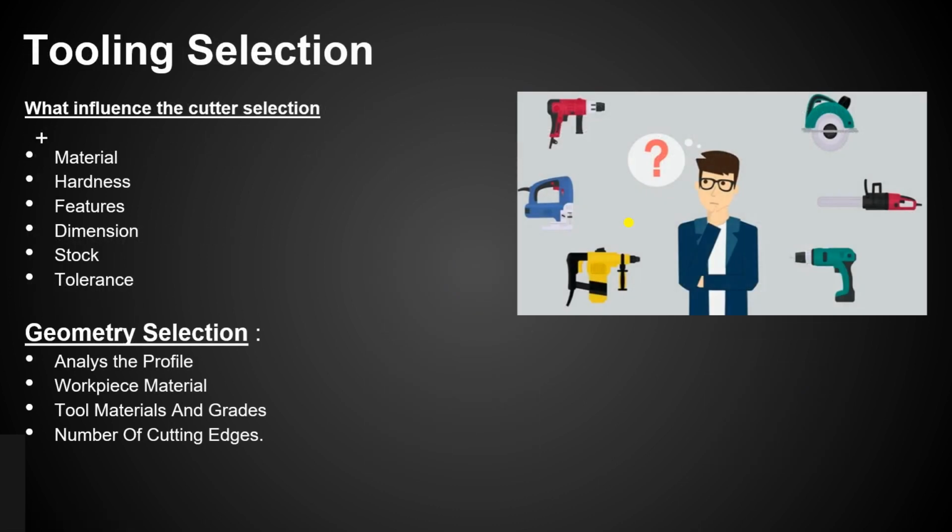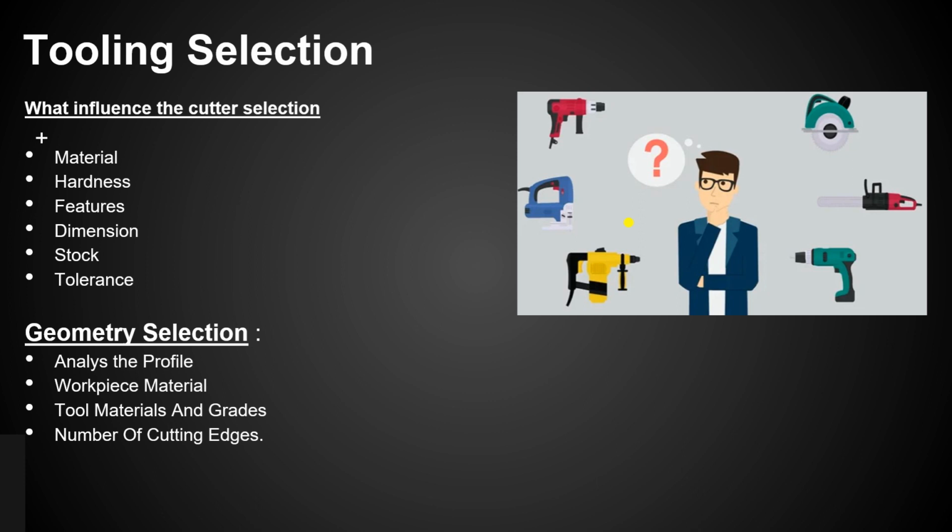The next one is tooling selection. This is the most important topic in our programming area. So what influences the cutter selection? First of all, we have to know the material. What is our material? Like you studied in your diplomas or degrees, the workpiece material is basically divided into 6 different types.